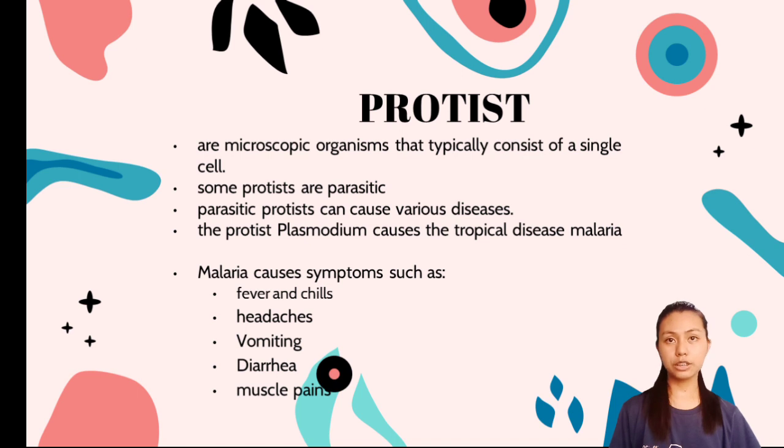The protist plasmodium causes the tropical disease malaria. The parasite can pass from person to person through mosquito bites. Malaria causes symptoms such as fever and chills, headaches, vomiting, diarrhea, and muscle pains. So without proper treatment, malaria can be life-threatening.